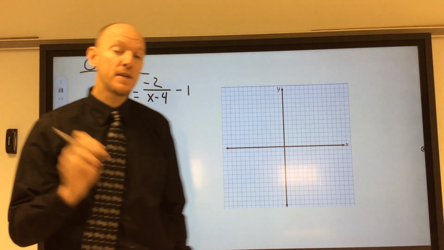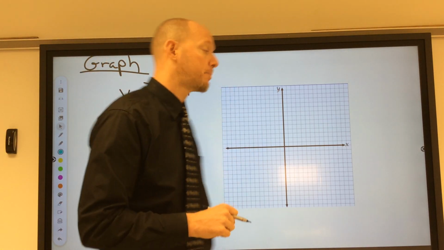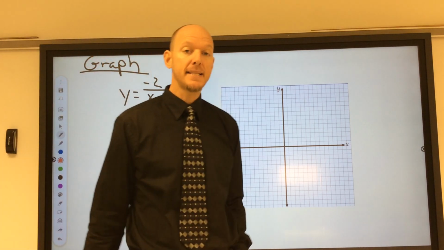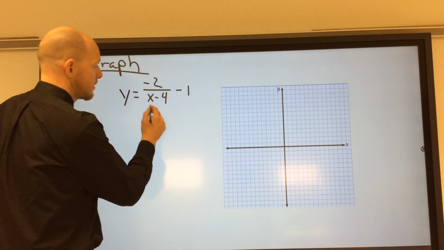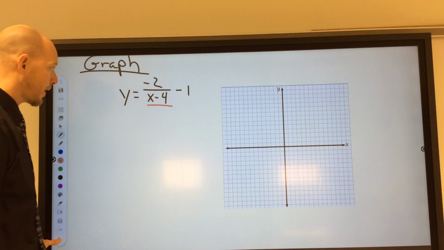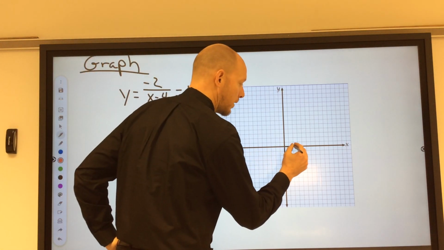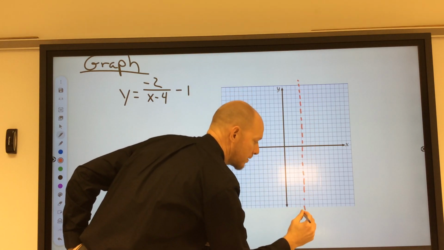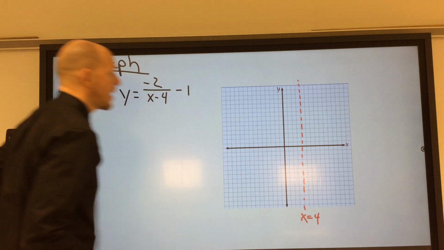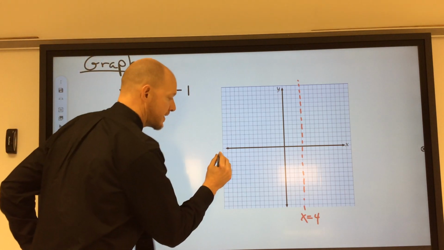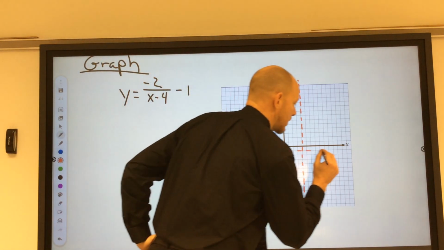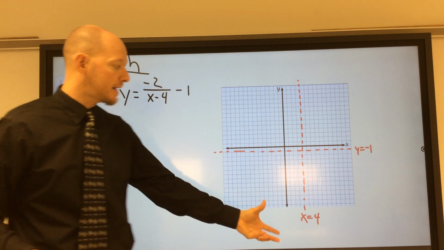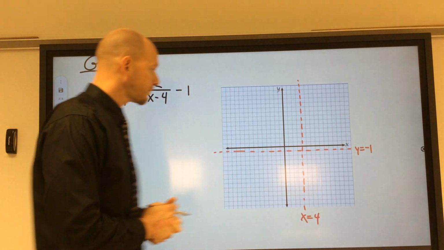All right, so again, I'm hoping that you had a chance to come up with your own prediction. Whenever I graph these, I start off by identifying where my asymptotes are. Simply put, I see that I'm going to have a vertical asymptote at 4. So 1, 2, 3, 4. There's my vertical asymptote. And now my horizontal asymptote, I see I have at -1. You'll also see that I am labeling my asymptotes with the correct equation.